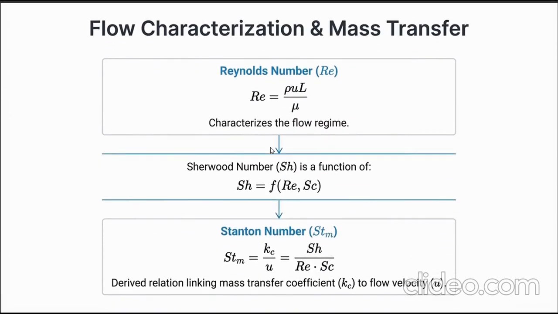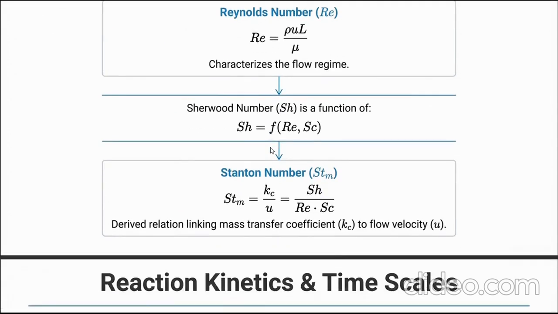In chemical engineering design, we use correlations to determine the mass transfer coefficient. By relating the Sherwood number to Reynolds and Schmidt numbers, we can predict transport rates in pipes or packed beds. We also utilize the Stanton number, which expresses the ratio of total mass transfer to the convective capacity of the fluid.